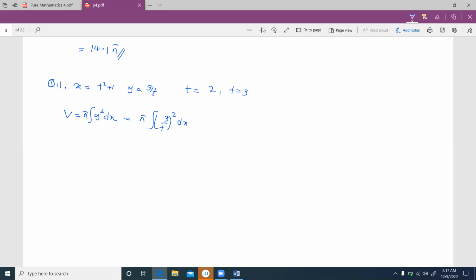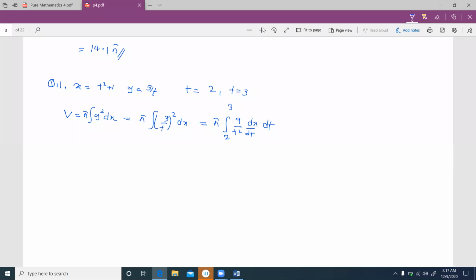But now the variable problem comes here. This equation is in terms of t, but the function is in terms of dx. So we know how to do the correction for this. That is 9 over t squared. This part you can put as dx over dt into dt. Now you can put the boundaries because now the variable becomes t.